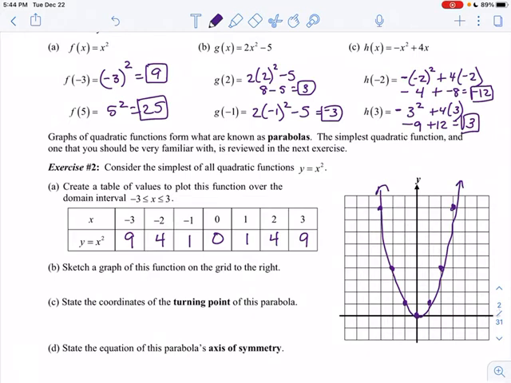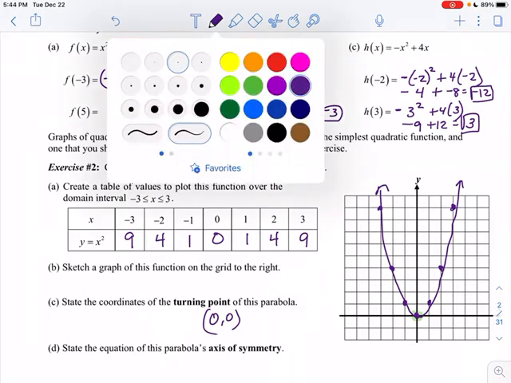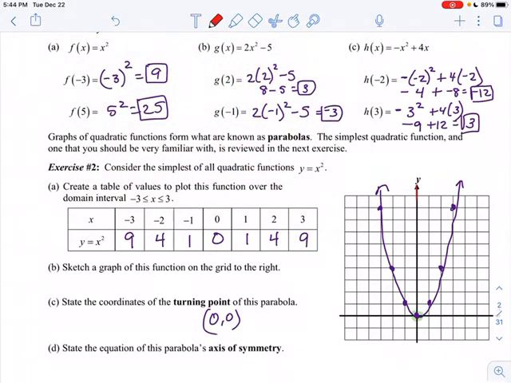Okay, so it's curved at the bottom. It's not a V. So I sketched that. That was part B. The turning point, that's the point right here. So my turning point is 0, 0. And the equation of the axis of symmetry. The axis of symmetry, let me get a red pen, is actually this y-axis, that line right there. See how it's symmetrical on both sides of that line. The equation of that line is x equals 0.